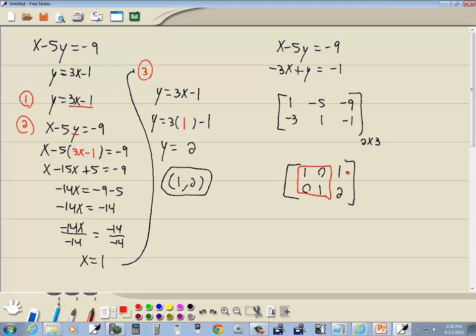If it worked, then your far right column is your answers. So this will be x, and this will be y. The order of your answers is the order of your columns. I put x's here, I put y's here. And we'll put parentheses around them. So we got (1, 2) is our answer.